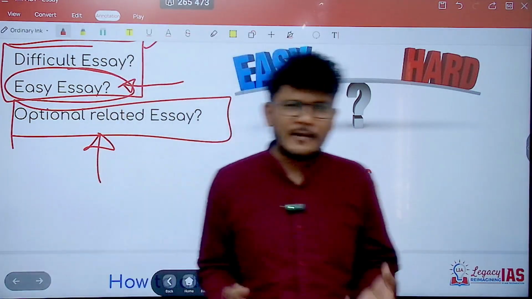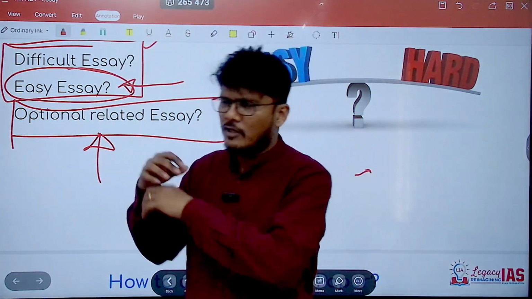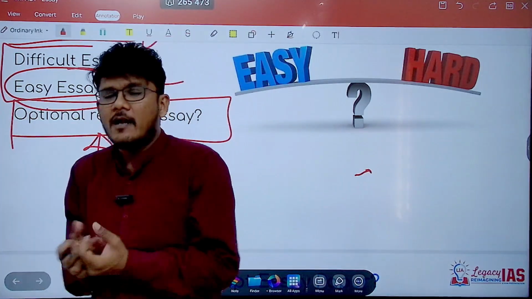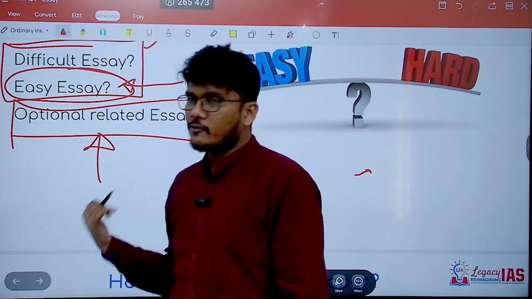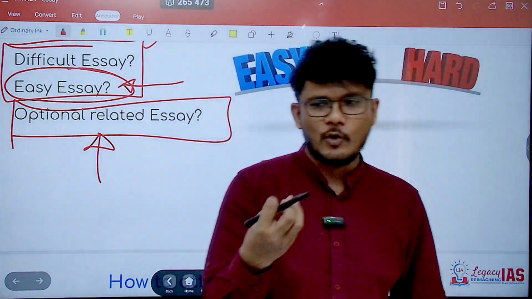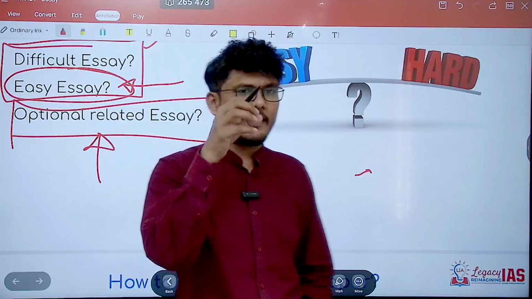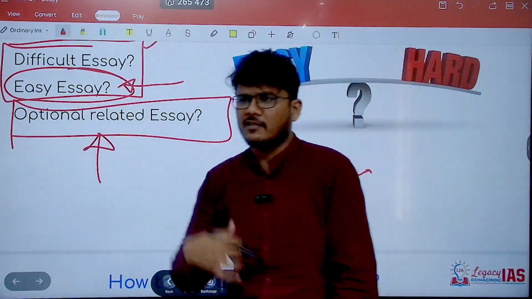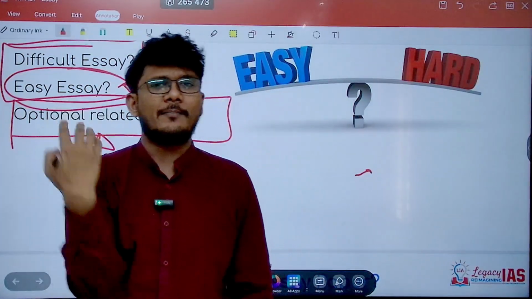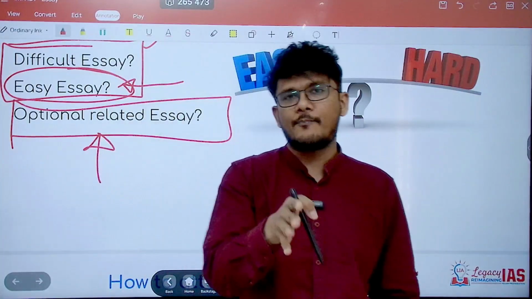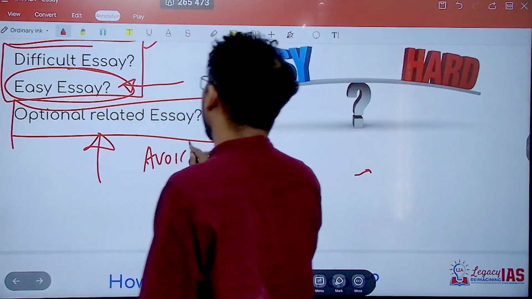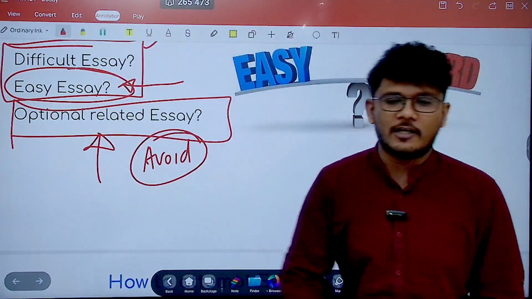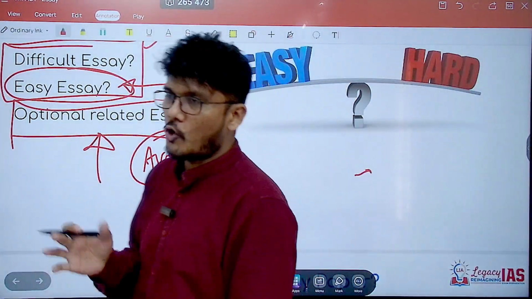Too many complex phrases like sexual division of labor and this and that should be avoided. Optional topics should be chosen so that you have in-depth knowledge. You will have surveys, data, everything, different perspectives, multiple dimensions. That is going to help you a lot, but avoid making it a completely optional answer, too technical an answer.